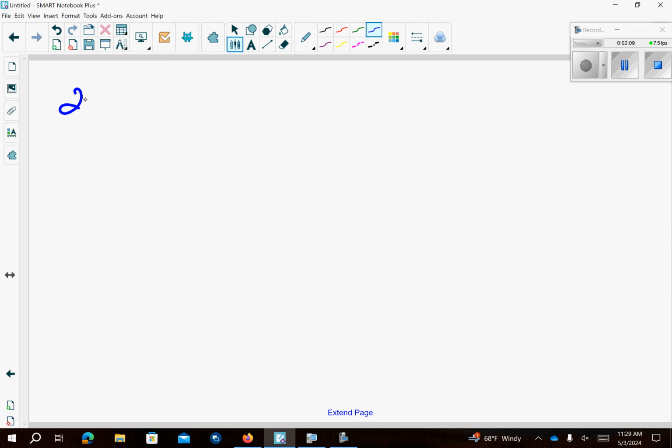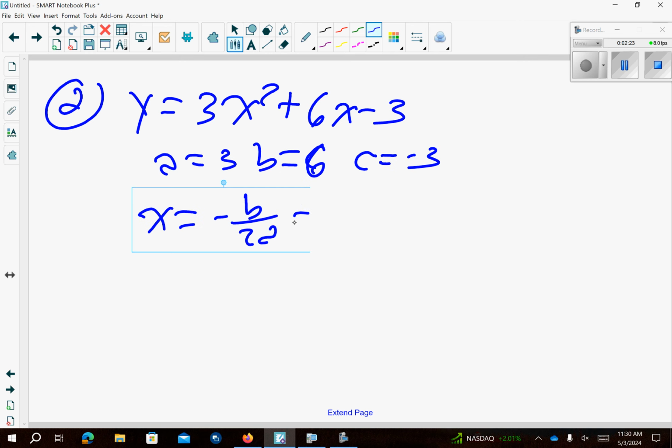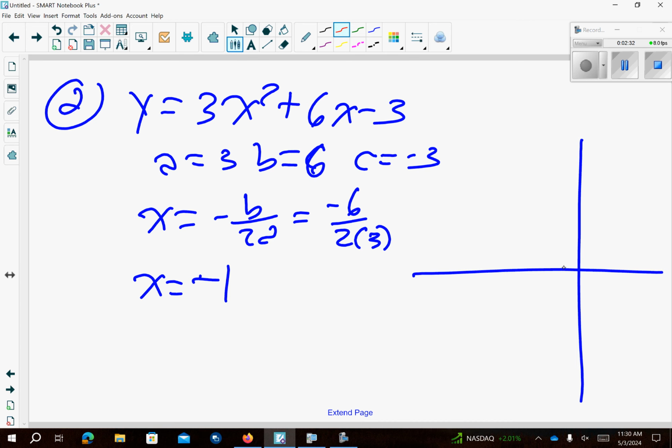Problem number 2, we have y equals 3x squared plus 6x minus 3. My a value is 3, my b value is 6. My c value is -3, so x equals -b over 2a, which is -6 over 2 times 3, which is just -1. So that's going to be right here. I'll plug that in for my vertex, so -1 comma something.